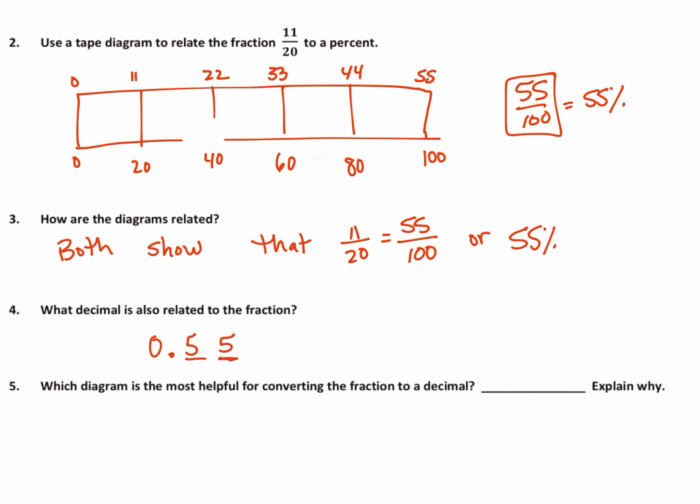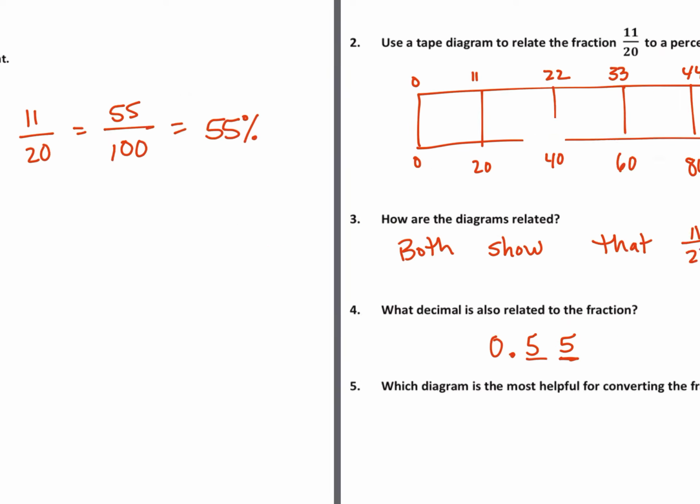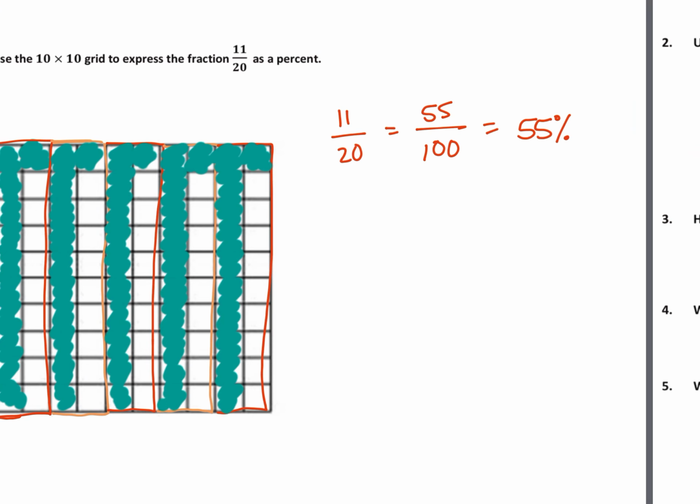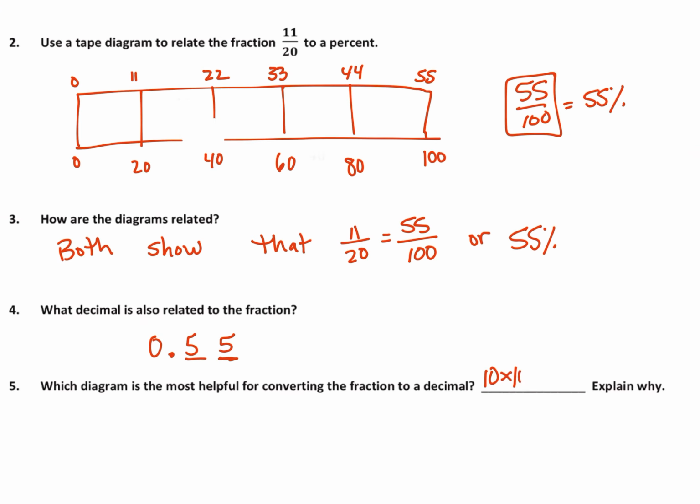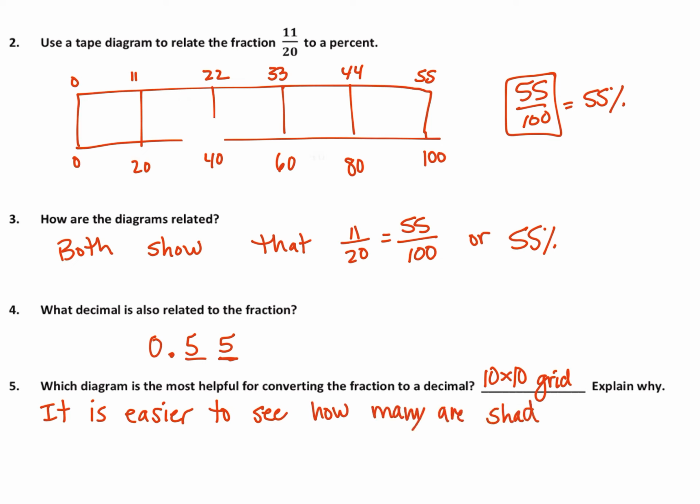5 says, which diagram is the most helpful for converting the fraction to the decimal? I personally prefer the 10 by 10 grid. So that's what I'm going to write here. And I like it because it is easier to see how many are shaded out of 100.